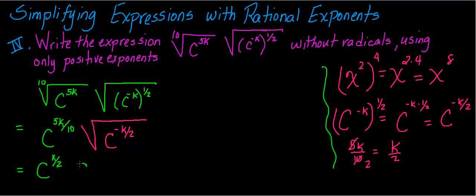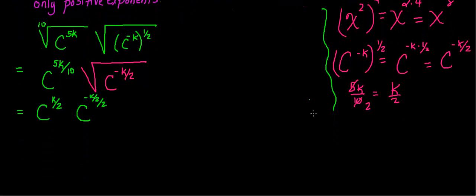This is going to be c to the negative k over 2. That's my numerator because that's the exponent. And then the denominator is 2, which is the root. So this is what I have. Let me go off to the side here again. I have negative k over 2, which is the original exponent of the radicand. That is the numerator of my exponent. And the denominator is the root, which is a 2.